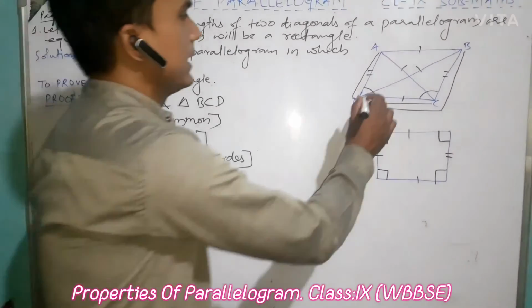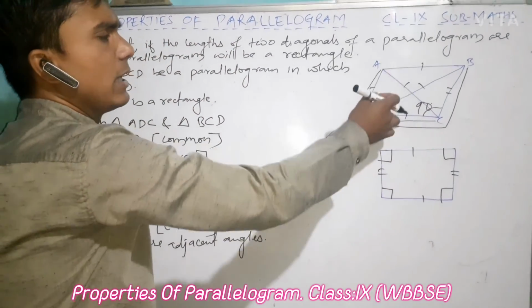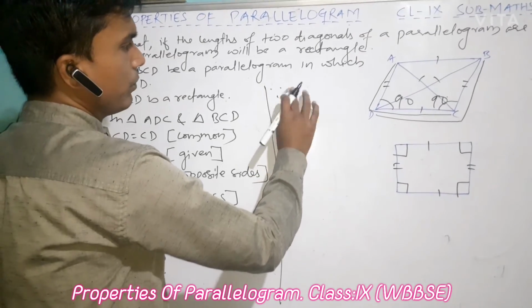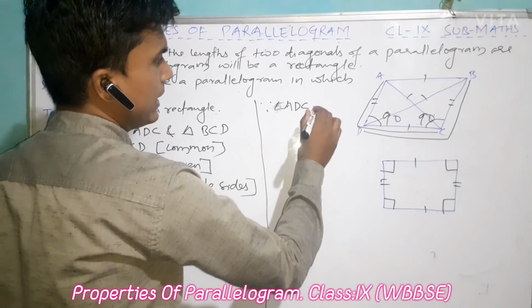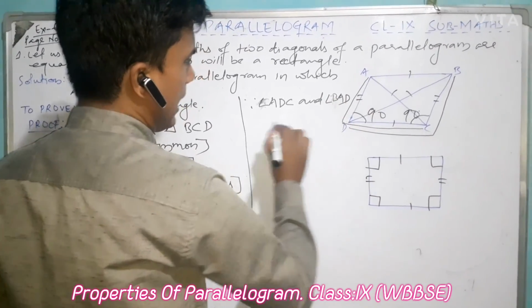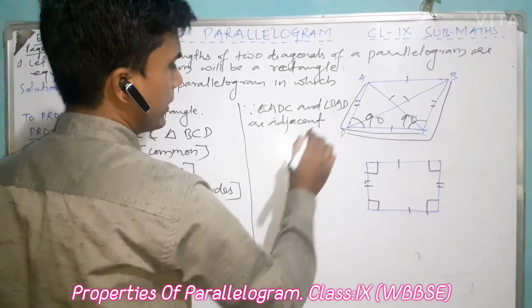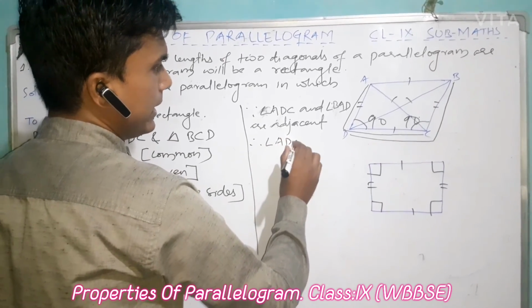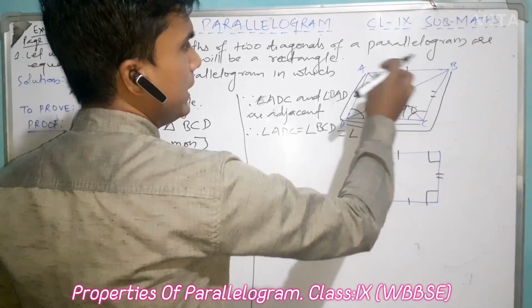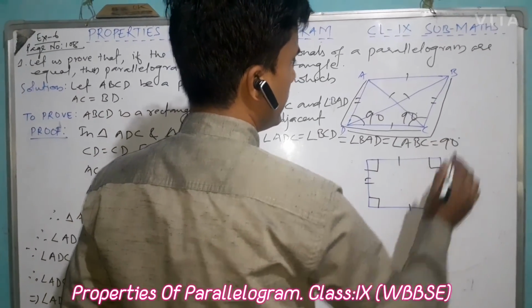So what did we get here? We got this angle as 90 degrees. Since these two angles are equal, this will also be 90 degrees. Similarly, these two angles are adjacent to each other, since angle ADC and angle BAD are adjacent. Therefore we can say that angle ADC equals angle BCD equals angle BAD equals angle ABC equals 90 degrees.